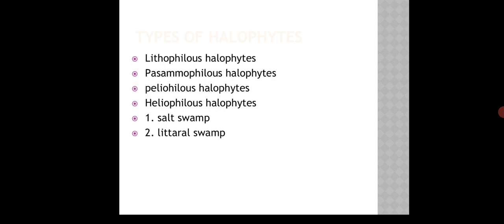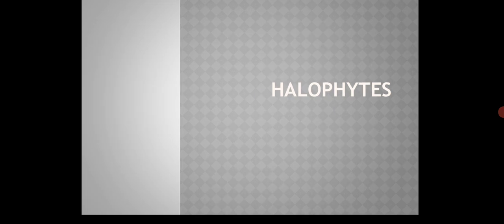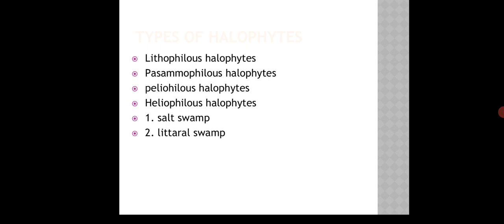First of all, let's see what is meant by halophytes. The word halophytes is derived from two words, that is halo and phyta. Generally, halophytes grow in salty conditions, that is, halophytes are present in salty water, salty soil, etc.